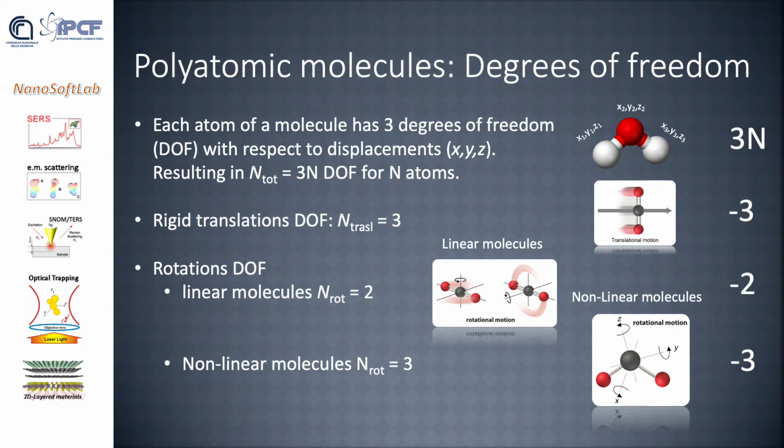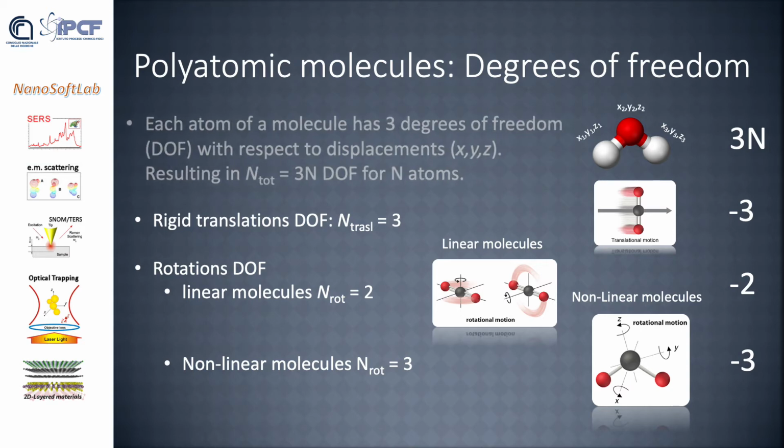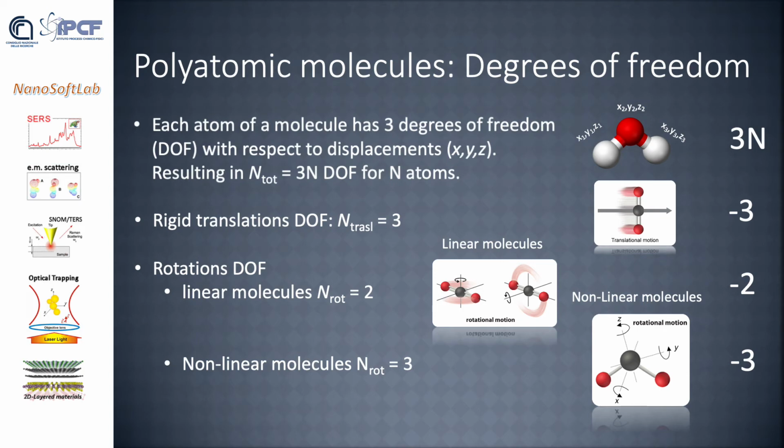What happens to polyatomic molecules in which we have more than one atom? If we assume that a molecule has n atoms, associated to each atom we will have 3 degrees of freedom, so in total we will have 3n degrees of freedom.